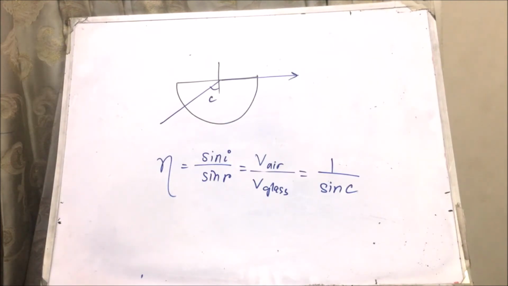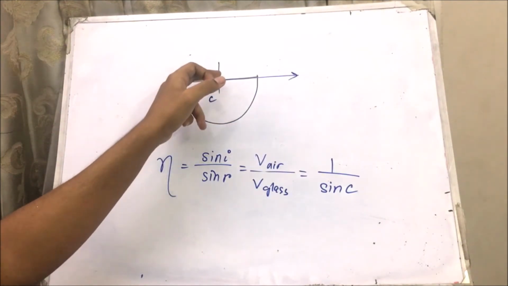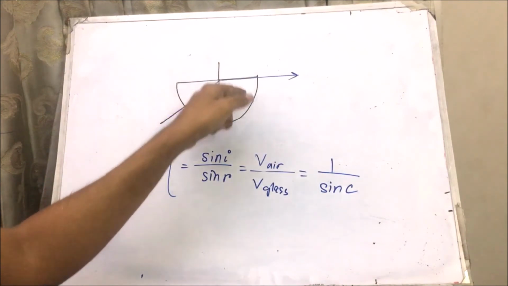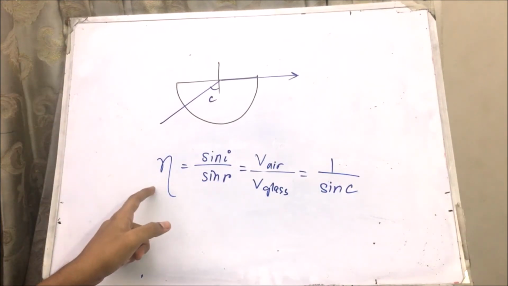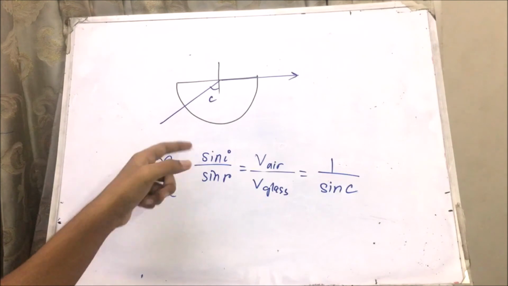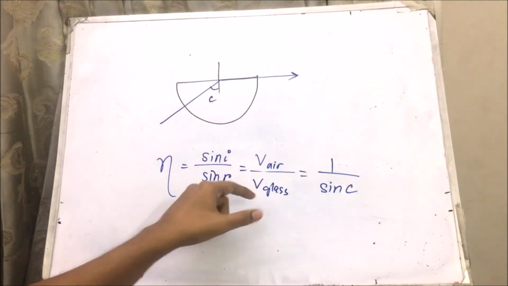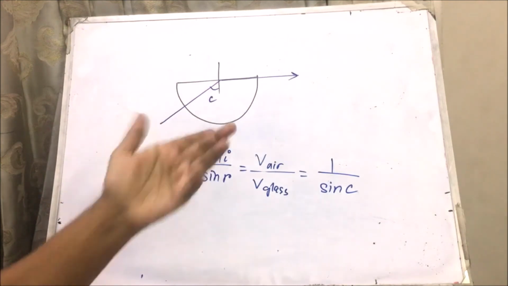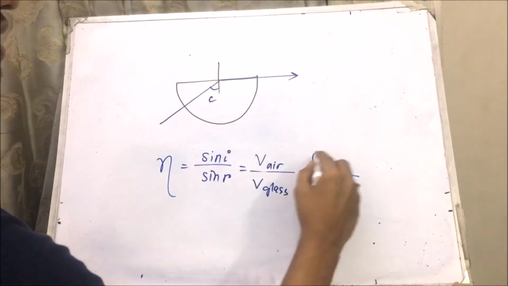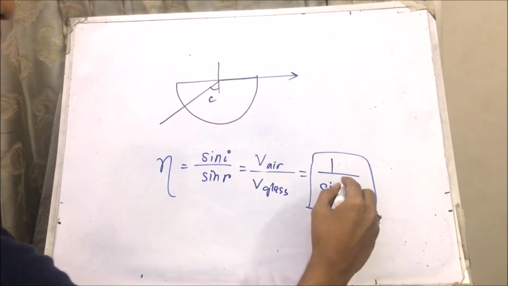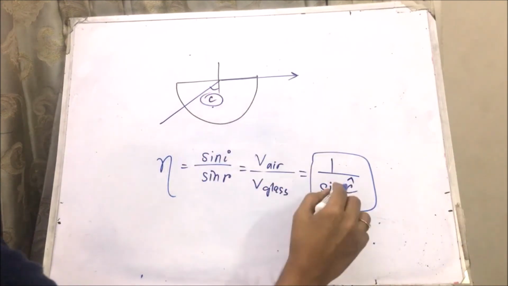So the critical angle is that particular angle of incidence for which the refracted ray travels along the air glass boundary. We learn the formulae for the refractive index, sin A by sin R, speed of the light in air divided by the speed of the light in glass or any other medium. Another new formula is that the refractive index is equal to 1 by sin C, where C is this critical angle.